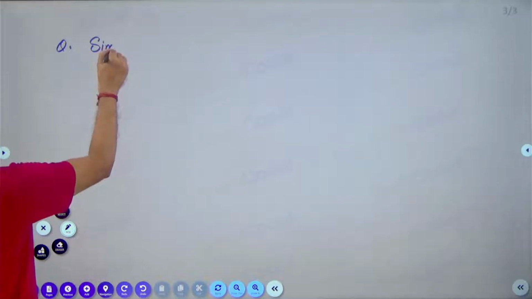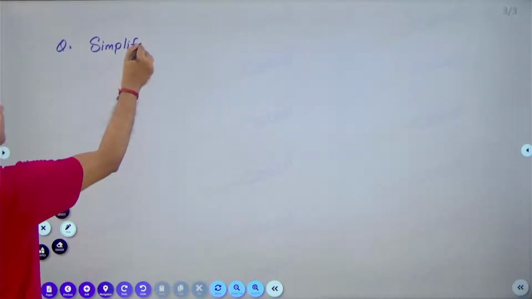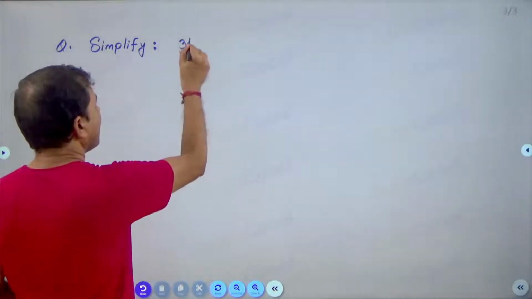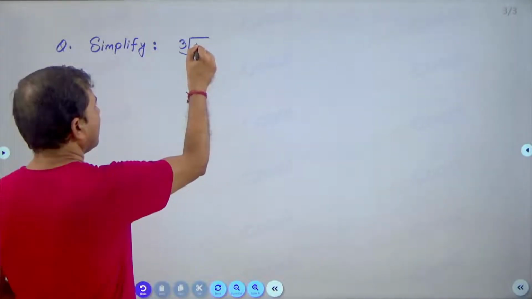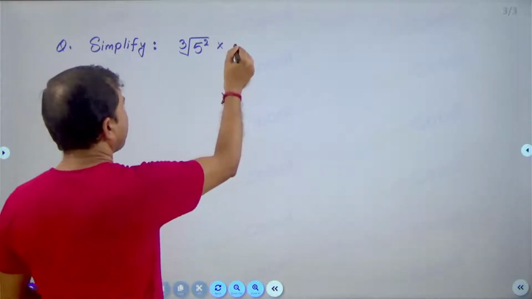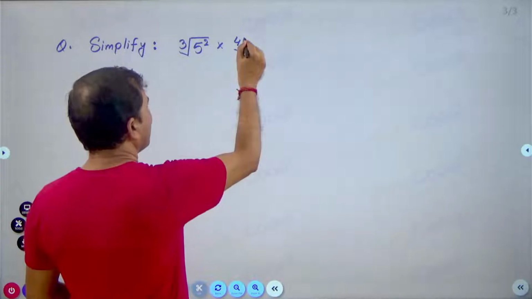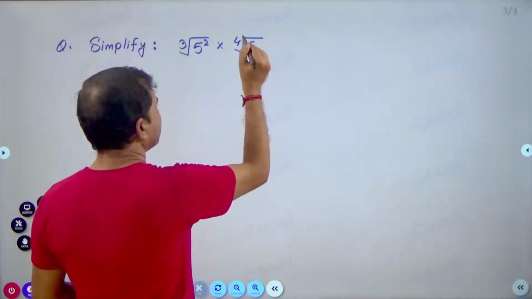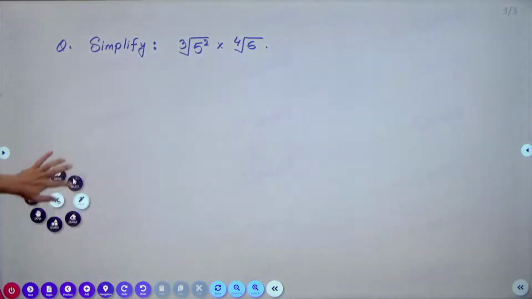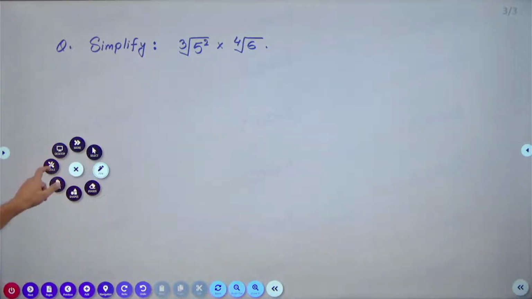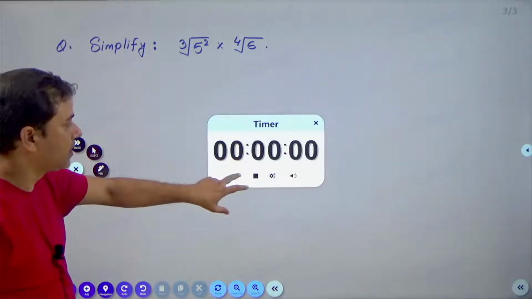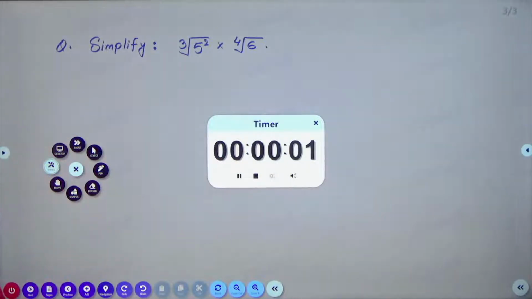Simplify: cube root of 5 square times fourth root of 6. Do this. Would you like to try? Yes, sir. Okay, try this. I'll wait for 3 minutes. Submit your work in 3 minutes, whatever it is, complete or incomplete.